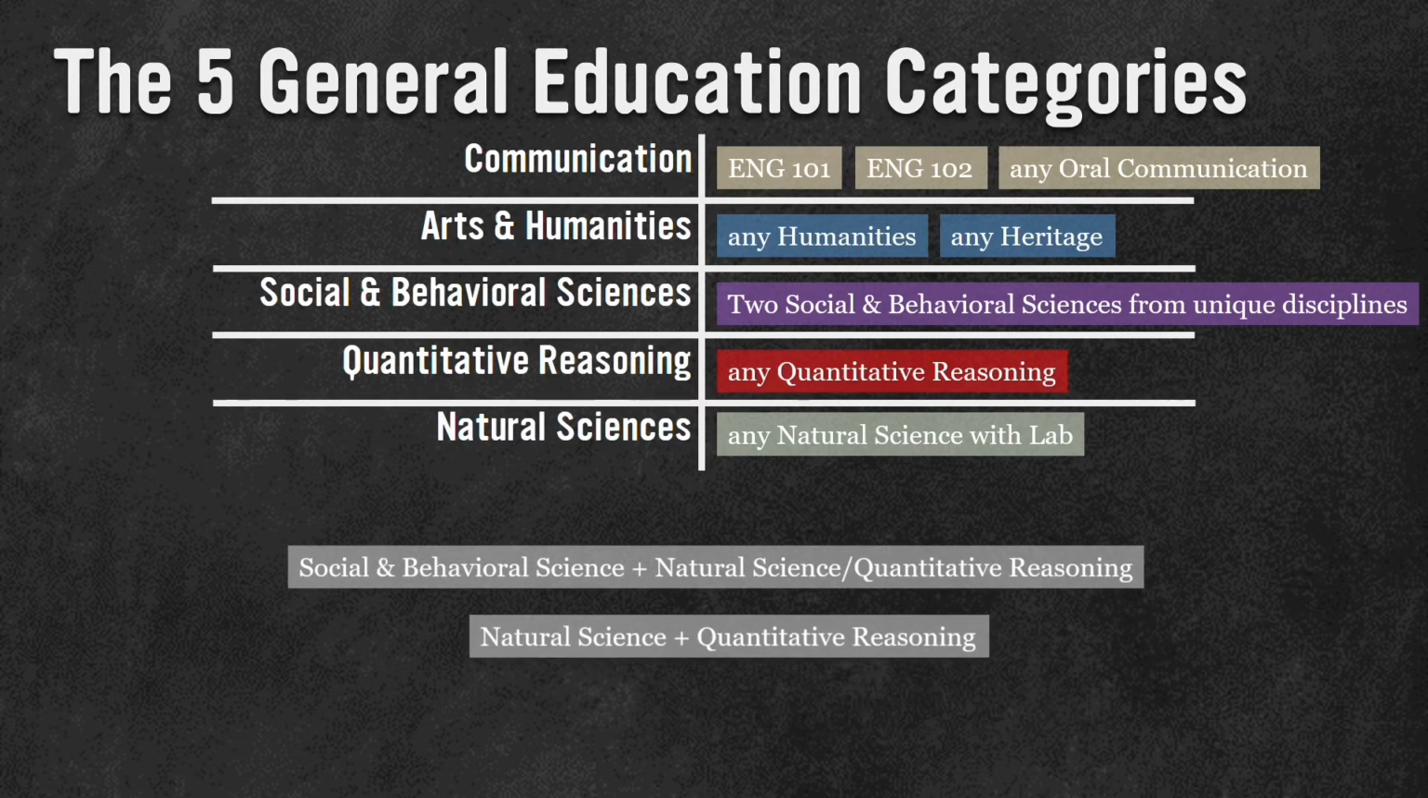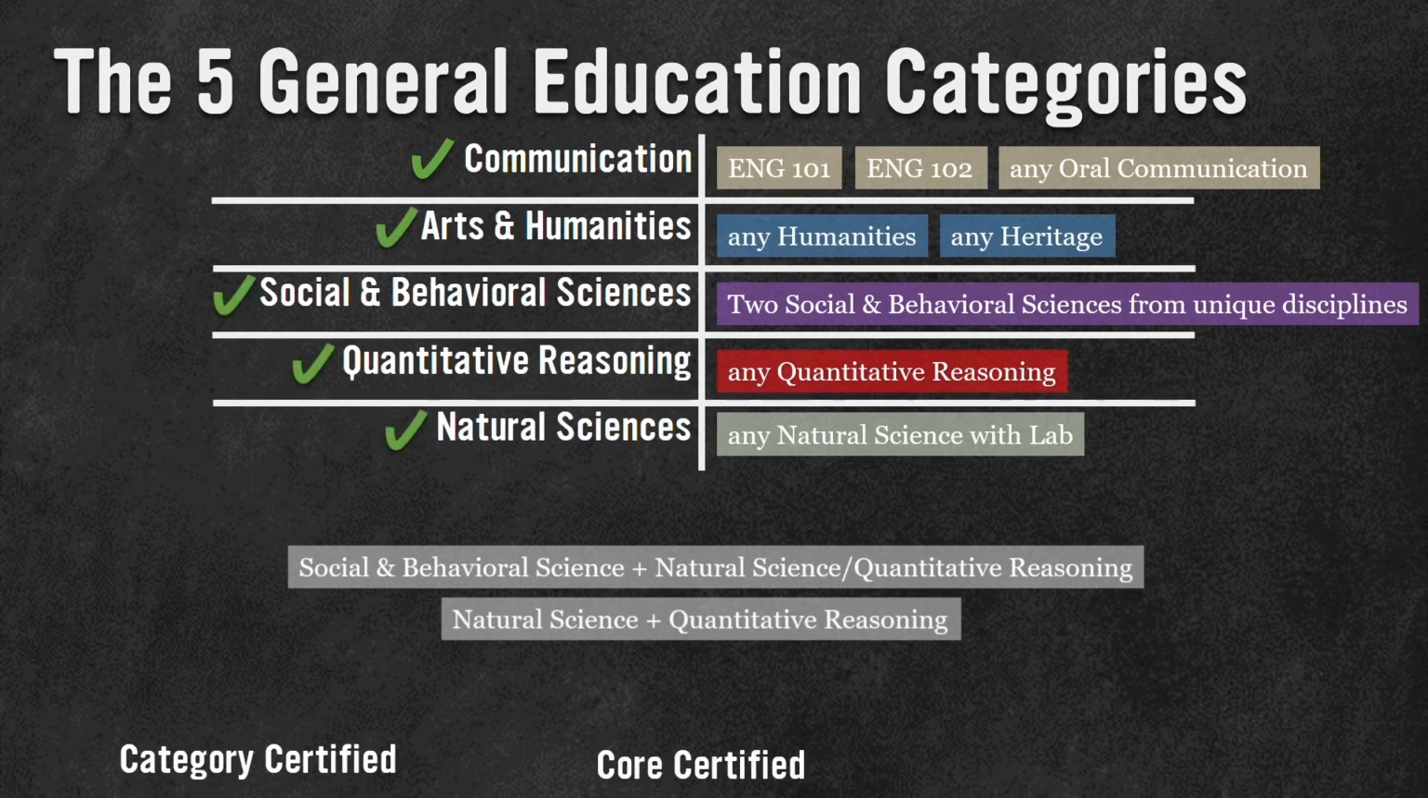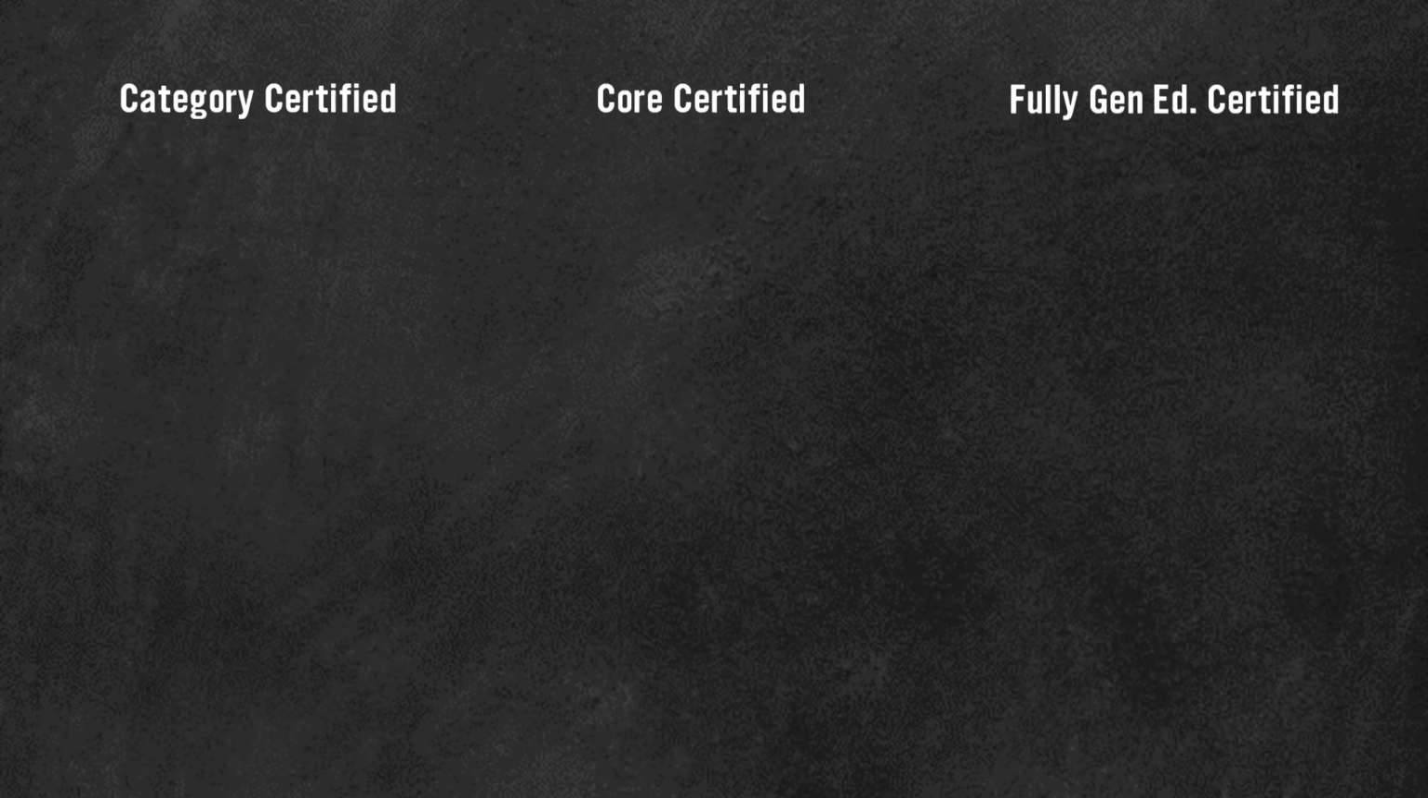For now, let's introduce some new terminology. When a student has completed all of the requirements for one category, they become category certified in that specific area. When a student completes all 5 categories, they become core certified. Lastly, the remaining courses are required to become fully Gen Ed certified. Let's continue to explore these certifications and how they work.